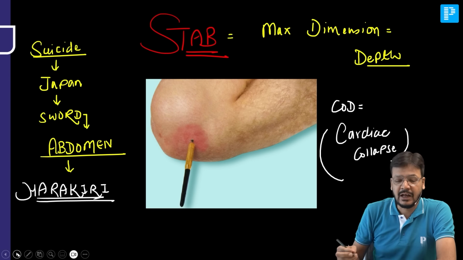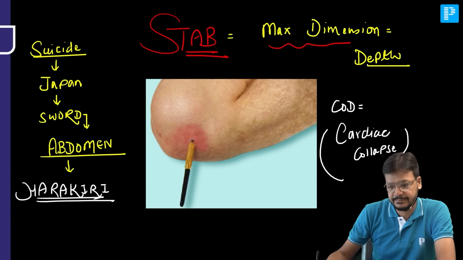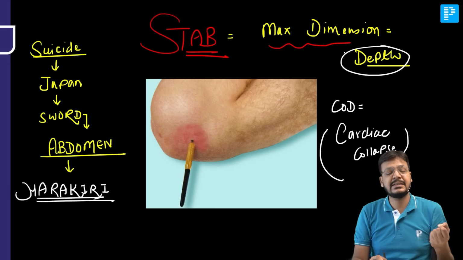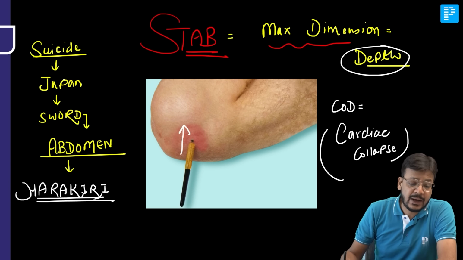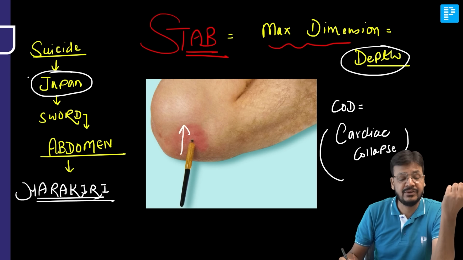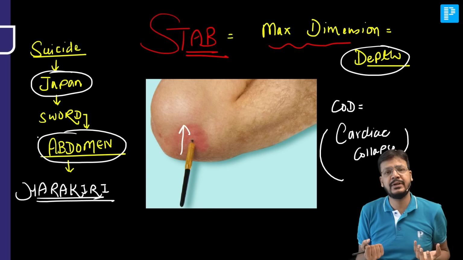Now, sir, in stab injury, the maximum dimension is depth. In stab injury, the maximum dimension is depth. You can see this is a stab injury. In Japan, there is suicide by stab injury. They use a sword and hit on the abdomen. You can get this picture also in exam.